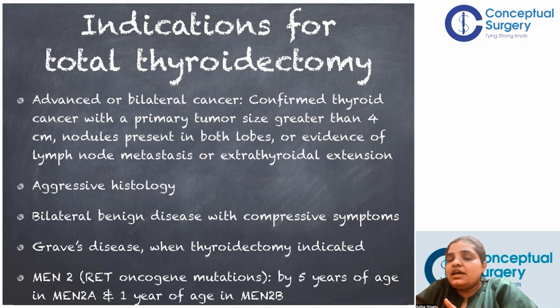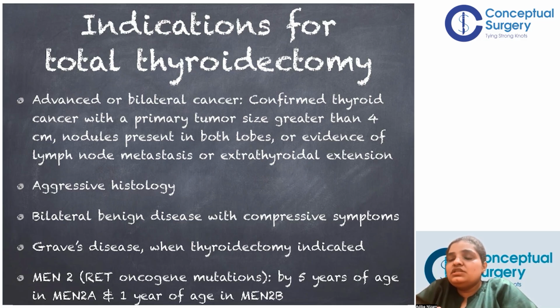Then if the histology is aggressive, there is bilateral benign disease, which may be a multinodular goiter with compressive symptoms, or it's a Graves' disease when thyroidectomy is indicated. We already saw the indications for which we need to perform a thyroidectomy. So in Graves' disease, we would always be performing a total thyroidectomy and not a subtotal or a hemithyroidectomy. Then MEN2 syndromes.